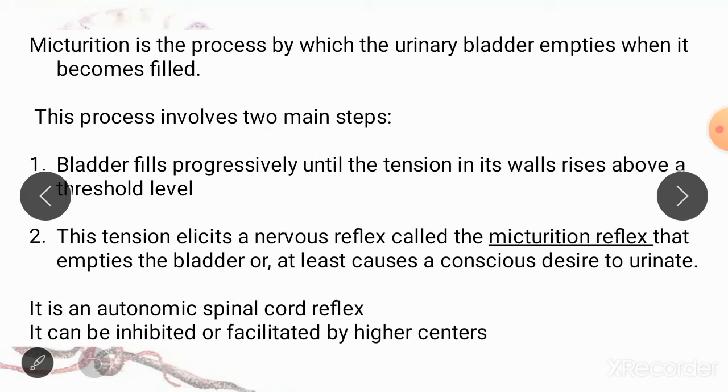And this is an autonomic spinal reflex, which means it is an automatic reflex which is controlled by your sympathetic and parasympathetic nervous system, but the final act of micturition or voiding of the urine is controlled by the higher centers. It is facilitated by the higher centers. So it is basically an autonomic reflex controlled by the sympathetic and parasympathetic nervous systems, but the final act of emptying the bladder into the external environment is controlled by the higher centers. We will study this in more detail ahead, so you will understand what I mean.